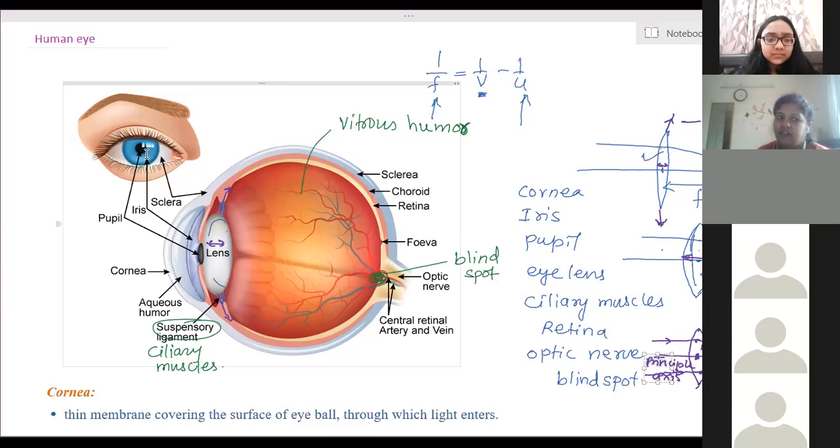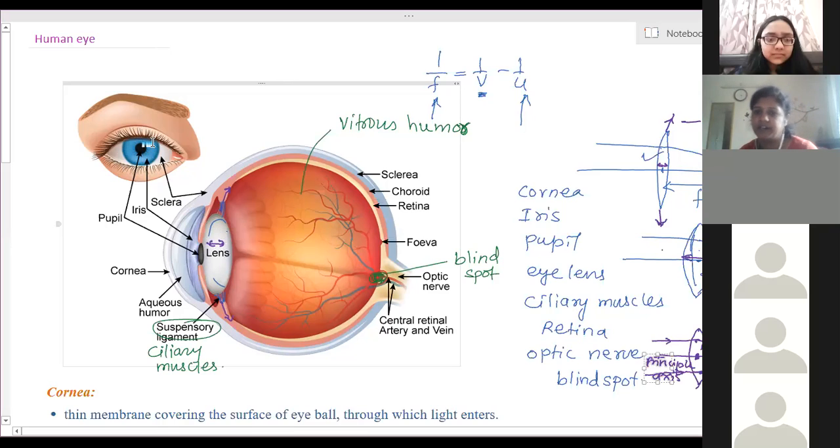Then another part of the iris is the iris muscles. The function of muscle is to contract and relax. Due to the contraction and relaxation of the iris muscles, in between you can see one dark spot. That dark hole is called the pupil, P-U-P-I-L. This is the pupil. This is the one small hole through which light enters and falls on the lens.